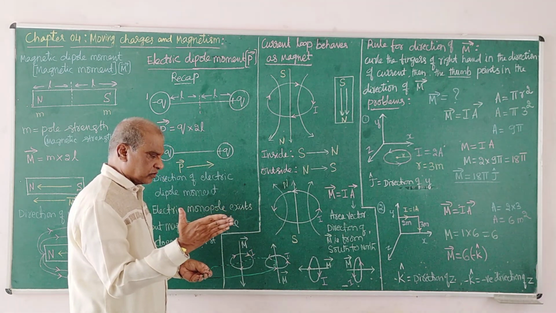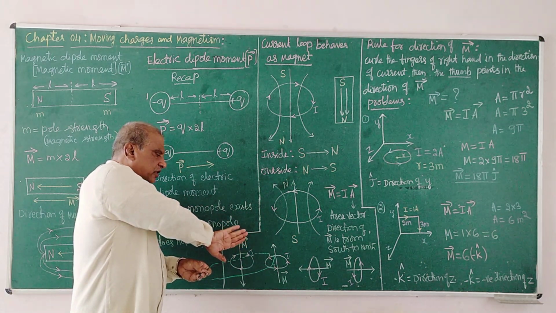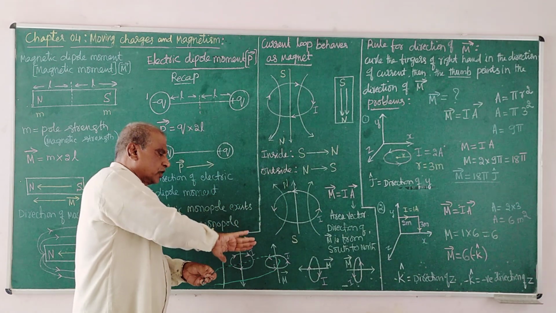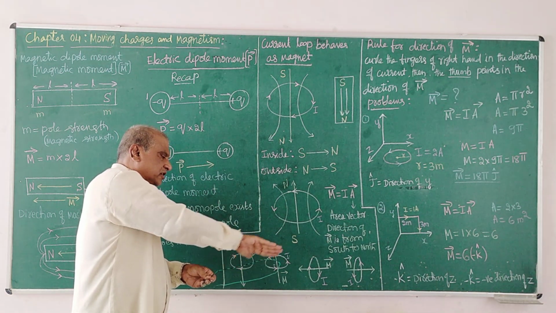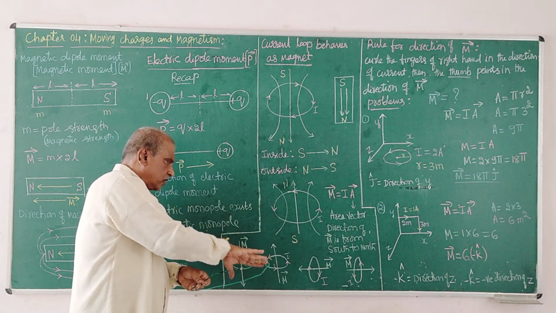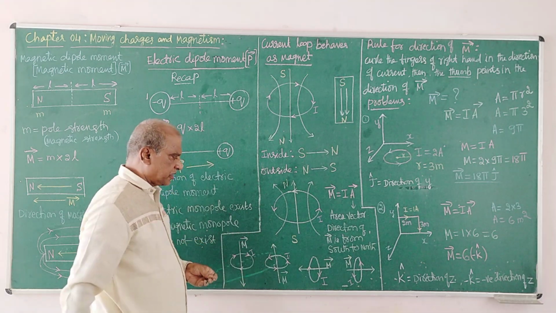Hold your right hand like this. Swing or twist your fingers in the direction of the current, like this. The thumb indicates the direction of M, downward. This is how it is indicated.